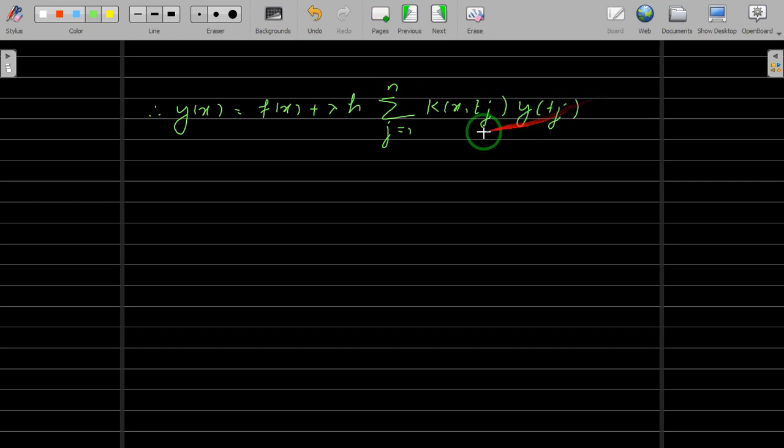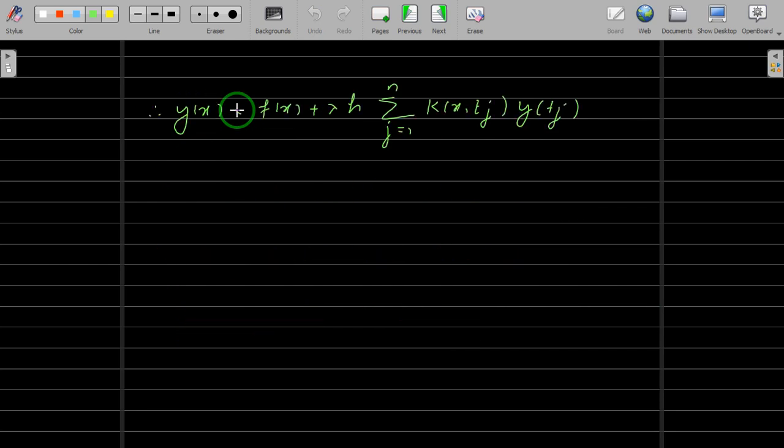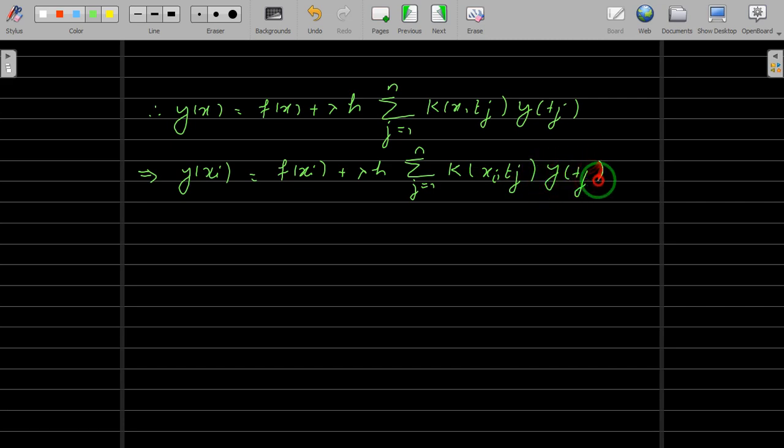These are approximations, very important. And then again we have divided that particular interval [a, b] using xi's. So at particular values of xi, y at xi will be equal to, replace your x by xi, so f at xi plus lambda h summation j from 1 to n k(x, tj), and this x is replaced by xi, so k(xi, tj) y at tj.